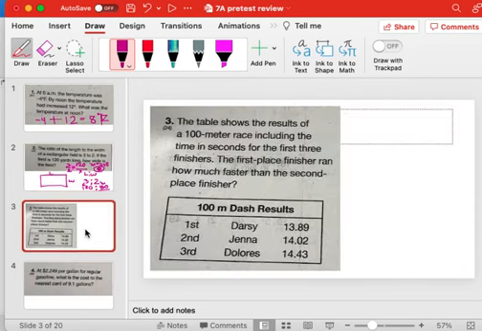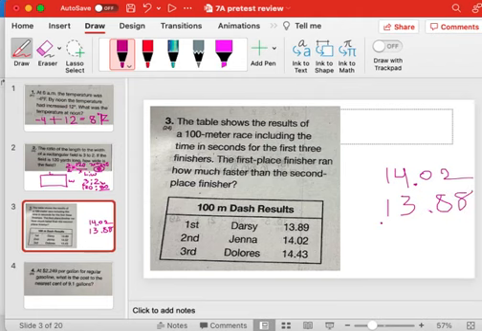All right, so here, the table shows the results of a 100-meter race, including the time in seconds for the first 3 finishers. The first place finisher ran how much faster than the second place finisher? Okay, so remember, the faster they run, the lower their time, right? And so it says the first place is compared with the second place. So all we're going to do is say second place was 14 seconds and 0.02. And then the next one was 13.89. And we're going to subtract them.